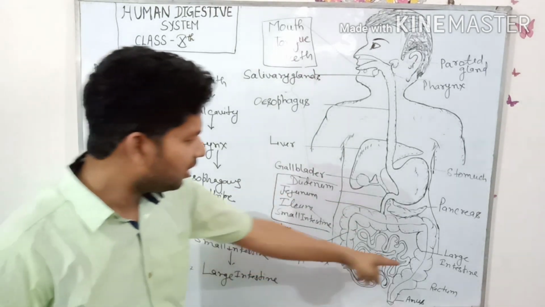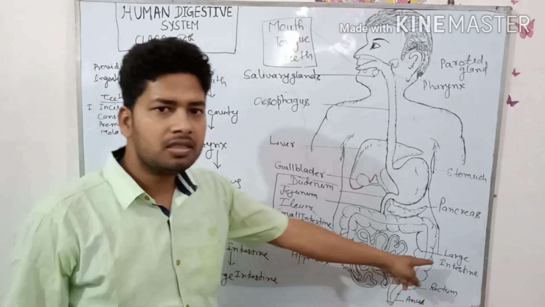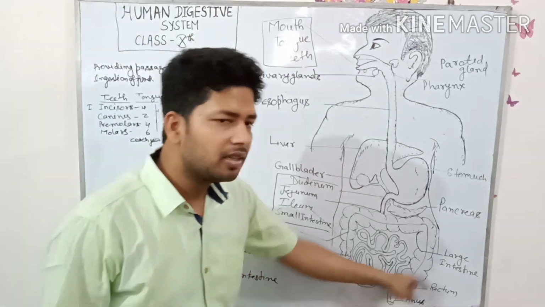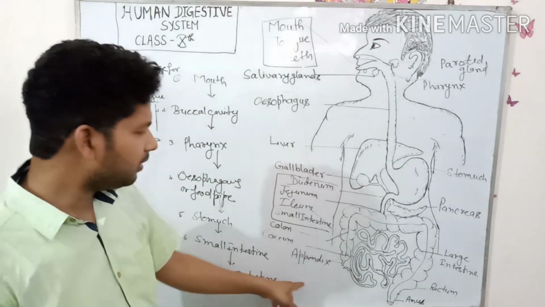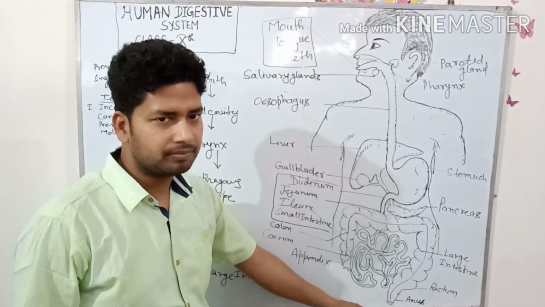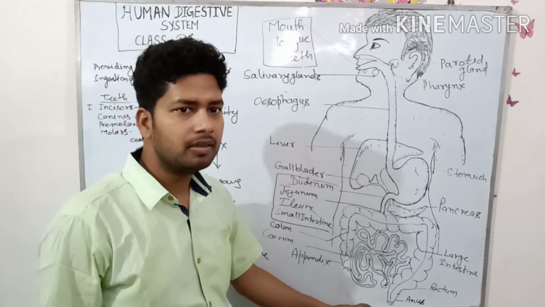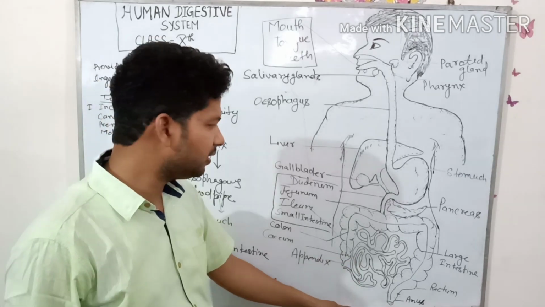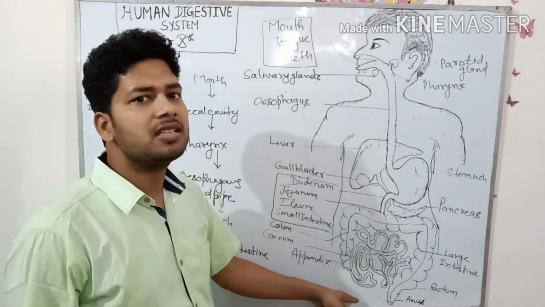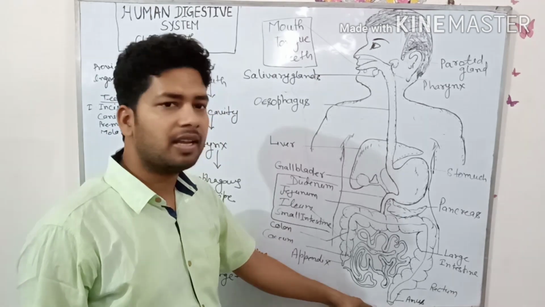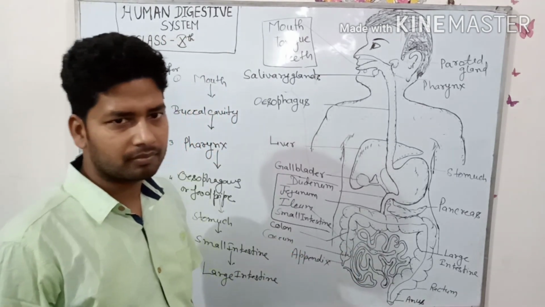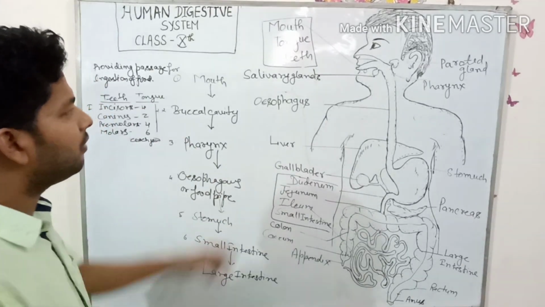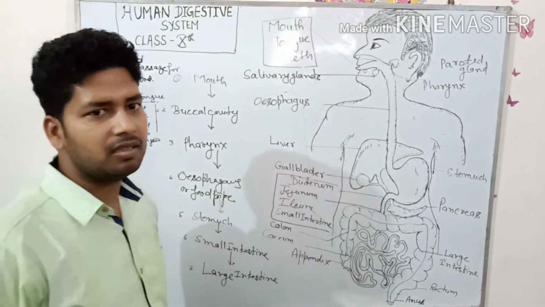After that, the large intestine consists of the colon, cecum and rectum. After that, the appendix and anus. The taken food, after complete digestion, the raw material or undigested part is released or excreted from the anus. Okay. Next, we can discuss the flow chart of the whole mechanism of digestion.